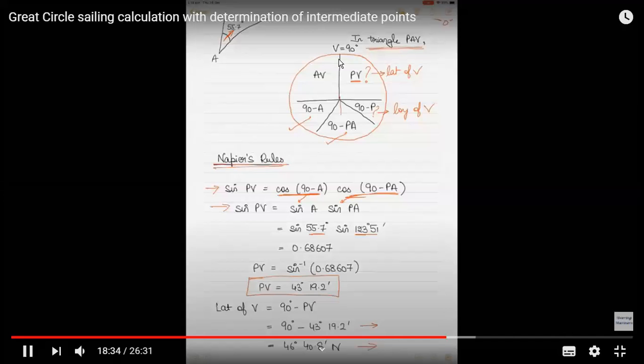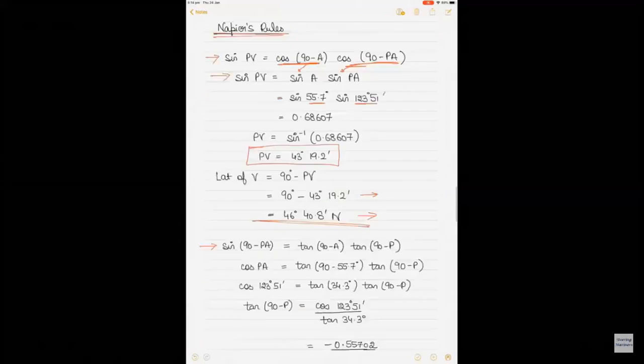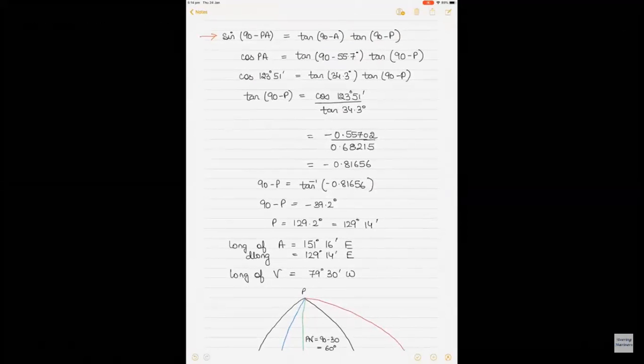So we always use the parts we know, like A and PA. So 90 minus P and 90 minus A are the adjacent sides. So sine of middle part is equals to tan of adjacent parts. So sine 90 minus PA is equals to cos PA, trigonometry rule. And we just put the values and we get angle P, 129.2, that is 129 degrees 14 minutes.